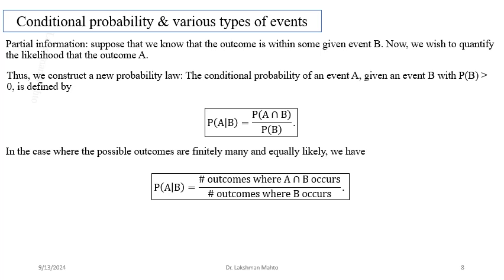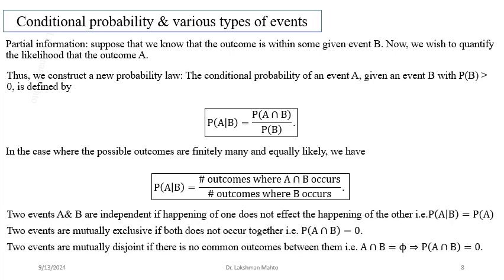Suppose our sample space is finite. In that case, what is the probability of A given B? The number of elements in A intersection B divided by the number of elements in B. We don't have to bother about the sample space; nowhere does the sample space come into conditional probability. So you should recall a few things like that. If you have two events, A and B, when will we say that these two are independent?